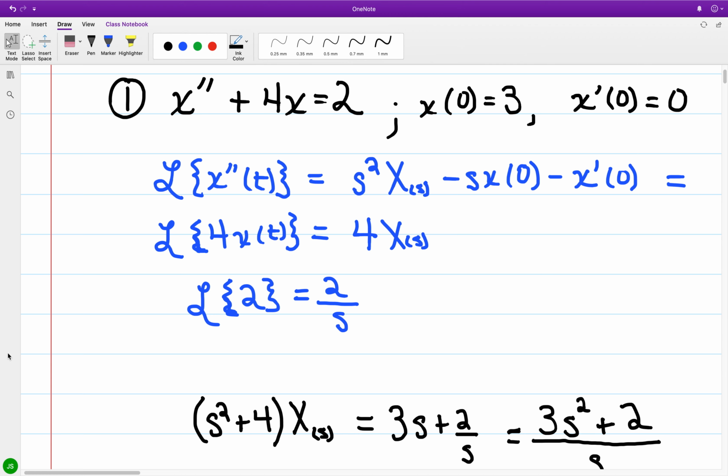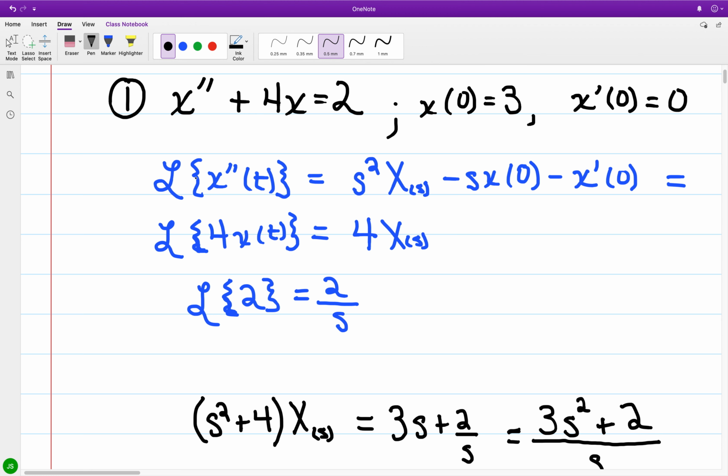Okay, for what we have in the first problem of the Test 3 review handout, we're looking at solving differential equations through the use of Laplace and inverse Laplace transforms. And we have for number 1 a second order differential equation, x double prime plus 4x is equal to 2. And we have the initial conditions that x naught is equal to 3 and that x prime naught is equal to 0. And just taking what we have in the terms and rewriting in terms of their Laplace transform equivalents.